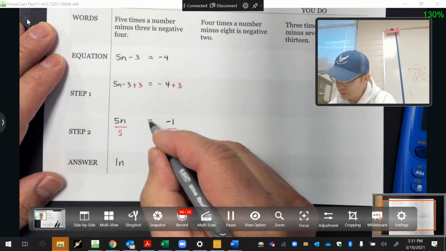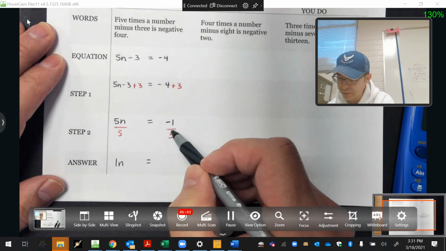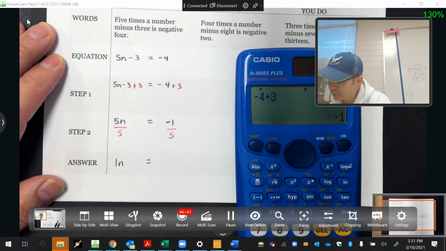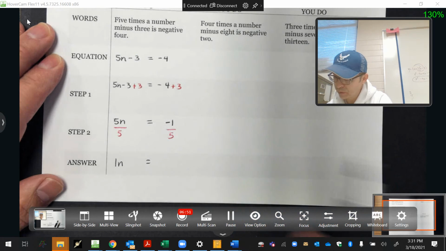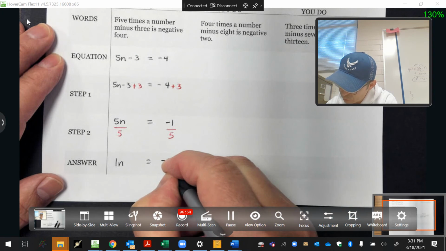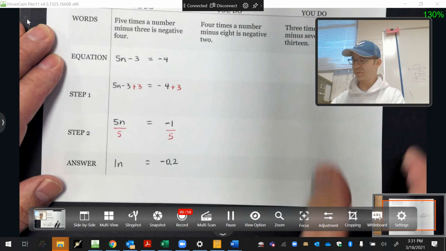And then the equal sign goes straight down. Try to, like I said, line up your equal signs, and then you've got negative 1 divided by 5. Negative 1 divided by 5 is negative 0.2.